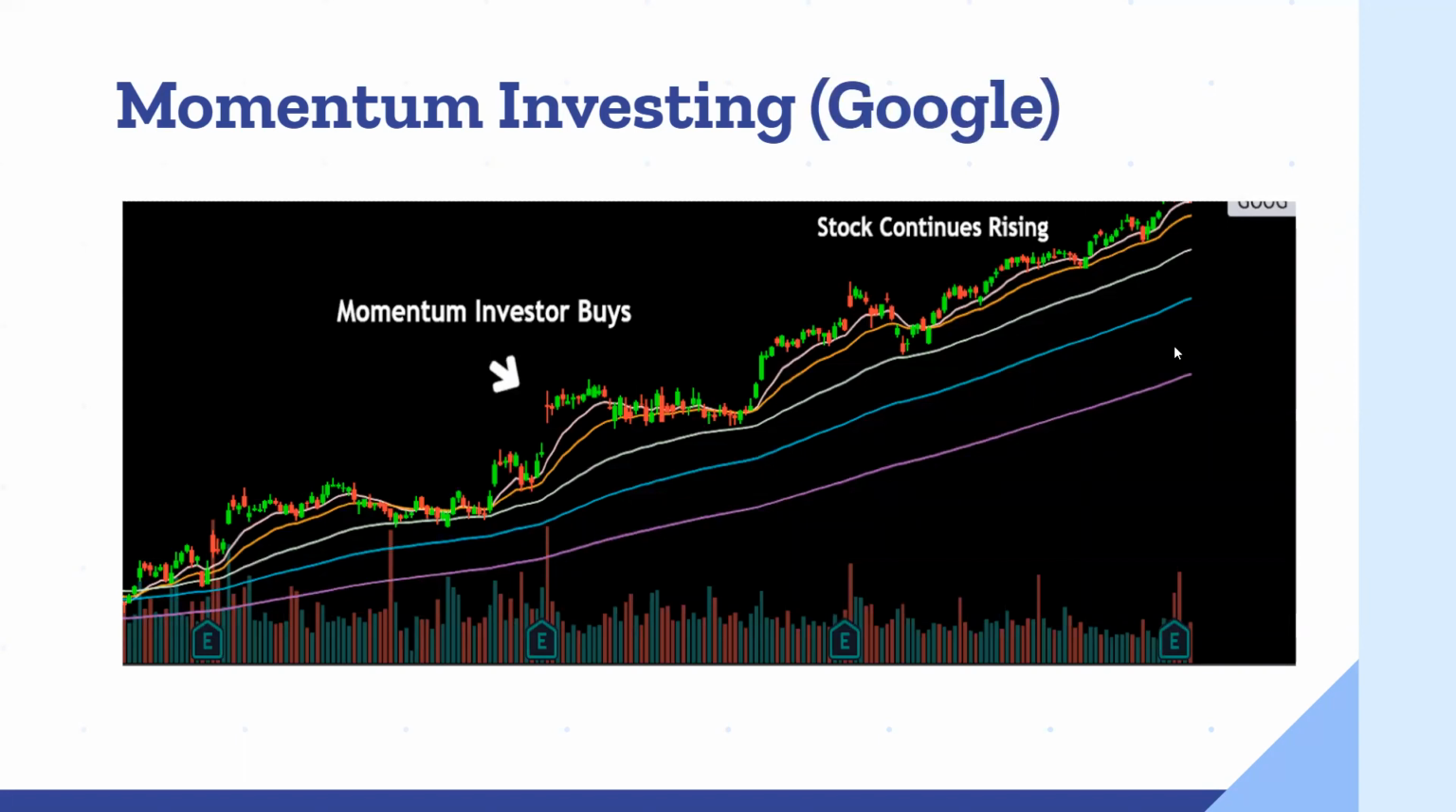This is a quick chart of momentum investing. As we can see, this stock is Google, and generally, as the stock is flying upwards, a momentum investor will buy on and just continue to hold it as it goes up.